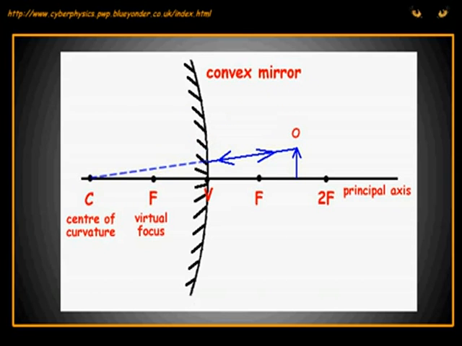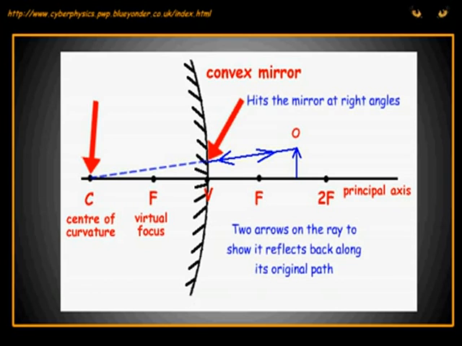The second ray we draw aims at the virtual centre of curvature of the mirror, the centre of the sphere the mirror was cut from. It is reflected back along its own path because it hits the mirror normally, along the normal at 90 degrees, giving an angle of incidence of 0 and therefore an angle of reflection of 0.